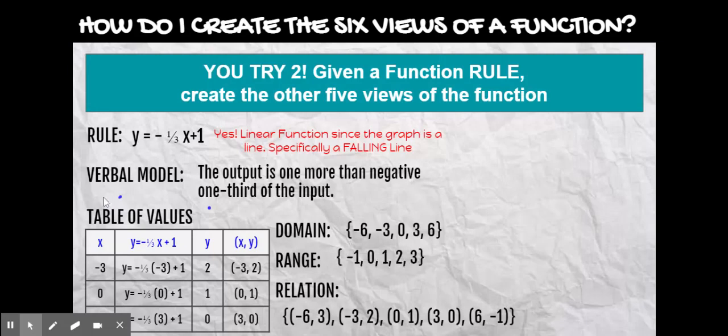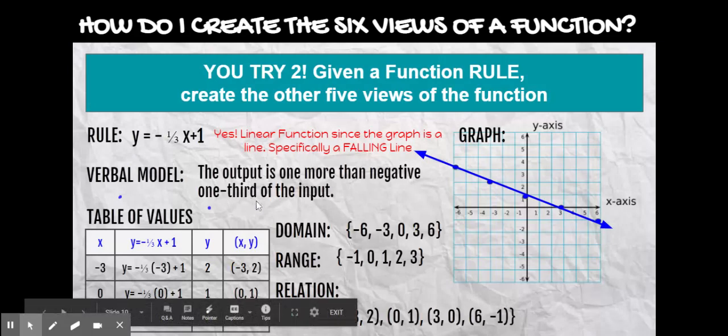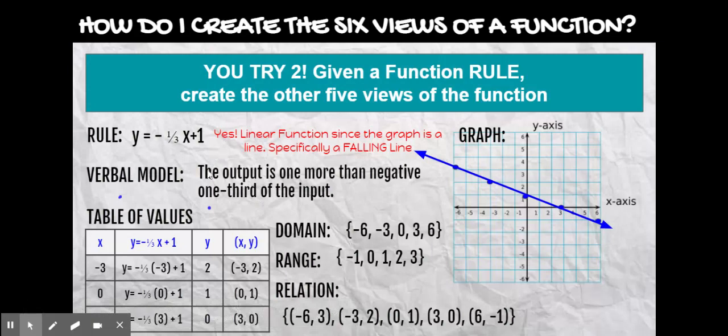And lastly, I went to the graph where I graphed all of those ordered pairs: -6, 3, -3, 2, 0, 1, 3, 0, and 6, -1. And if I graph correctly, what is this equation, this rule supposed to produce on a graph? A line. Hopefully you said that. So again, here is another, given a rule, produce the other 5. I hope you feel a little bit comfortable since you're very familiar with building all of these separately. The words always makes kids stumble a little bit.